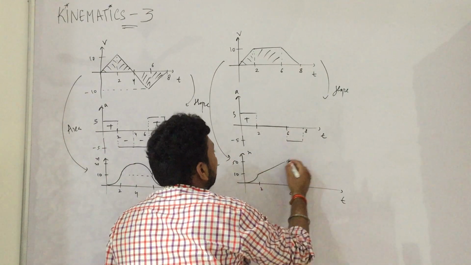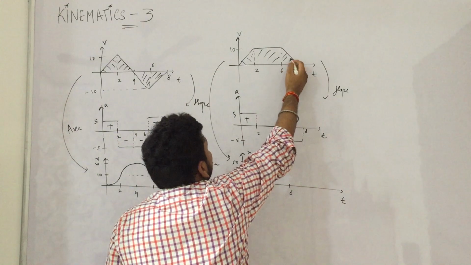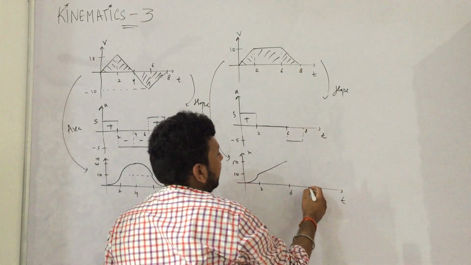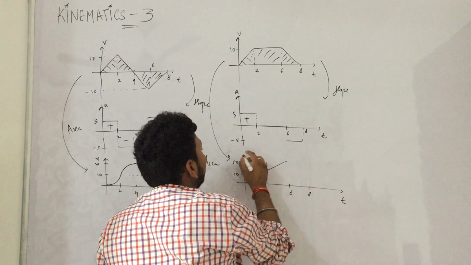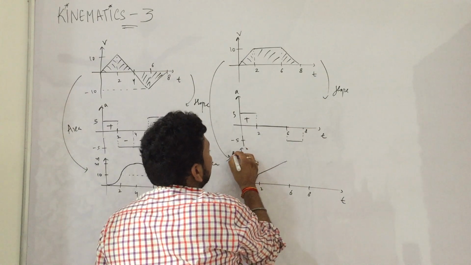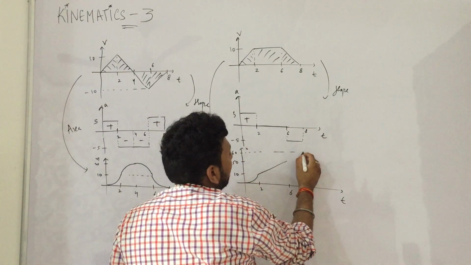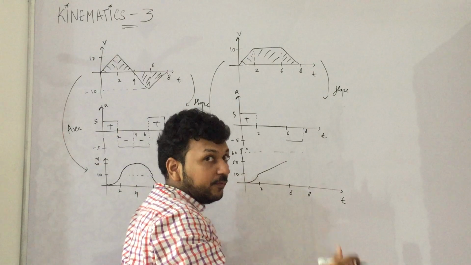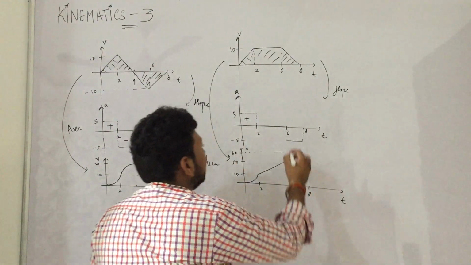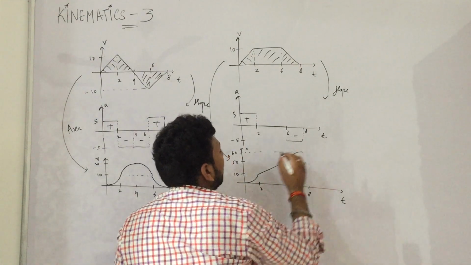Acceleration is 0, so it is a straight line. In the next 2 seconds, half into base into height, so I have to reach the point where the position is 60. Covering 10, I reach from 50 to 60. So acceleration was negative, it is a downward parabola.